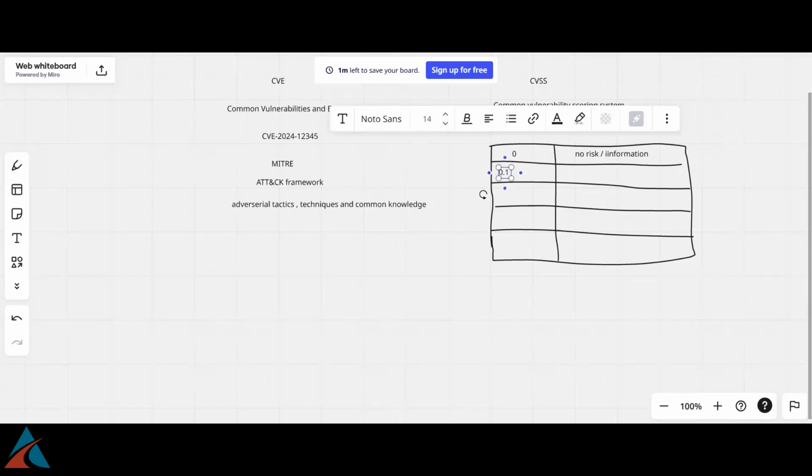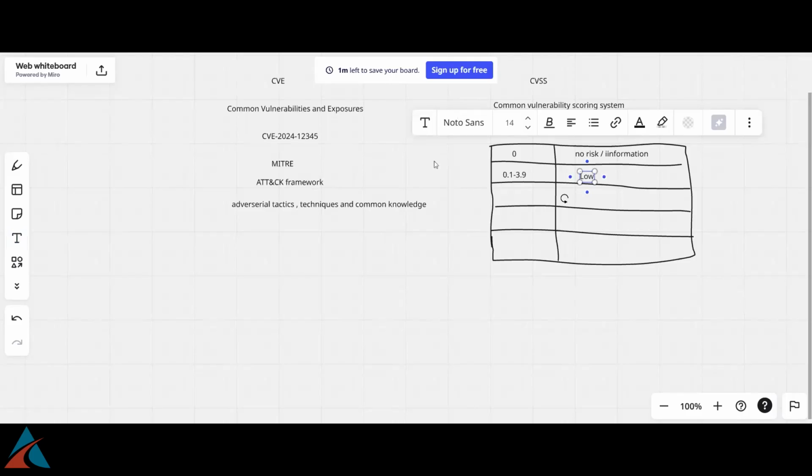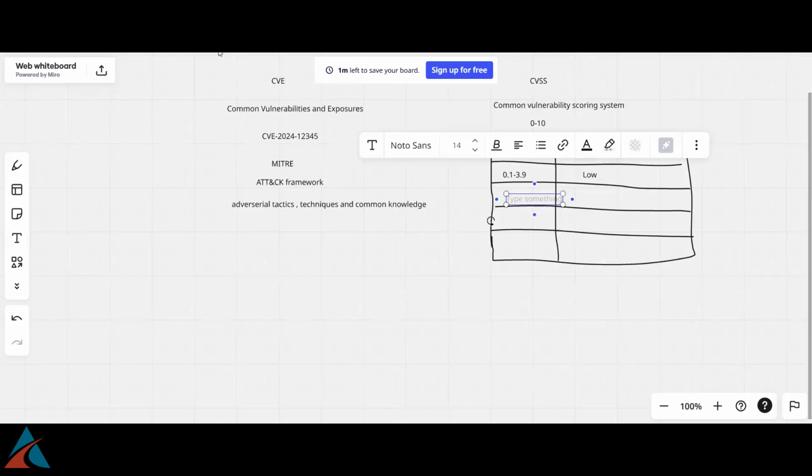Then you have 0.1 to 3.9. This is the low category, low severity. This can be minor configuration issues or any information disclosure. Anything which comes in this range, 0.1 to 3.9, will be given a low rating. Okay, low CVSS score.